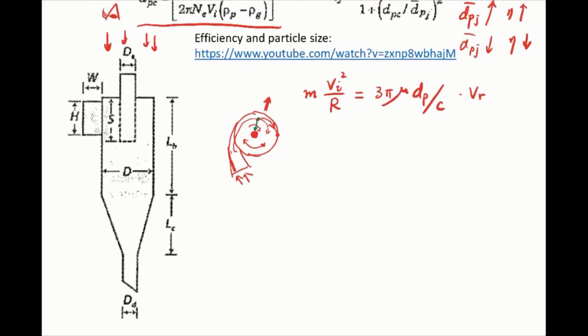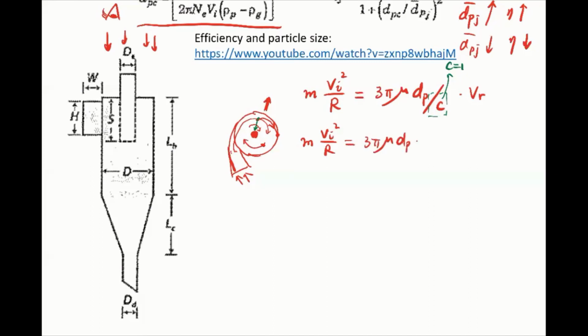Let's assume that here the particles are very large, so let's ignore this C term. Typically the cyclones can treat particles of a few microns, and a few microns is much larger than the mean free path, so we can just treat this Cunningham correction factor to be 1. So what we have is just m vi squared over r equal to 3 pi mu dp multiplied by vr.